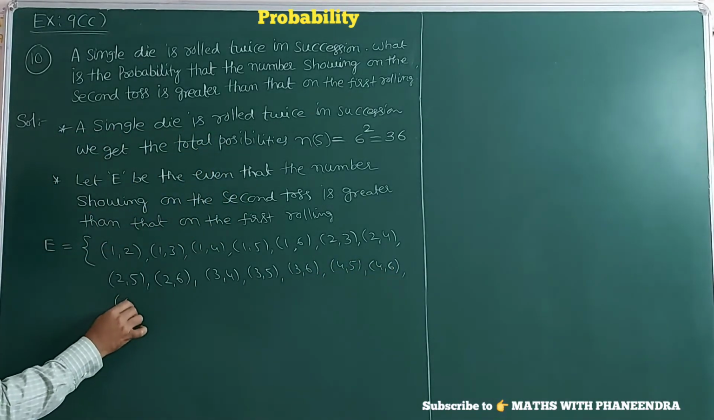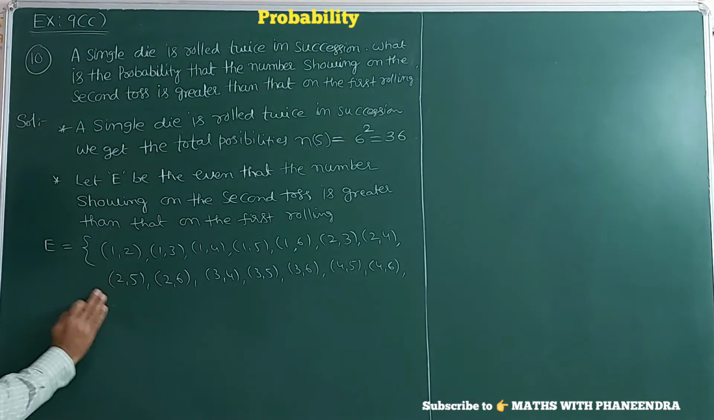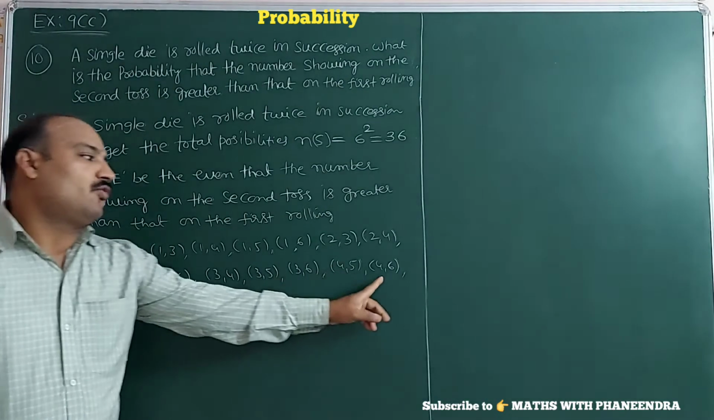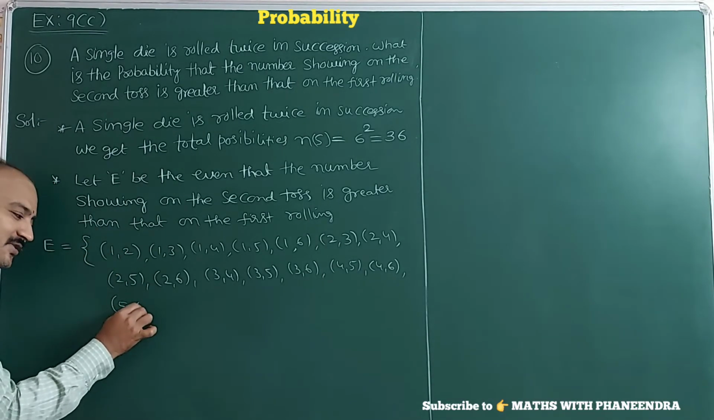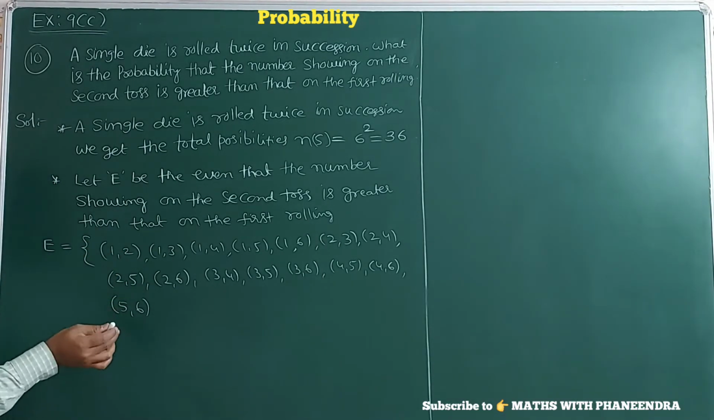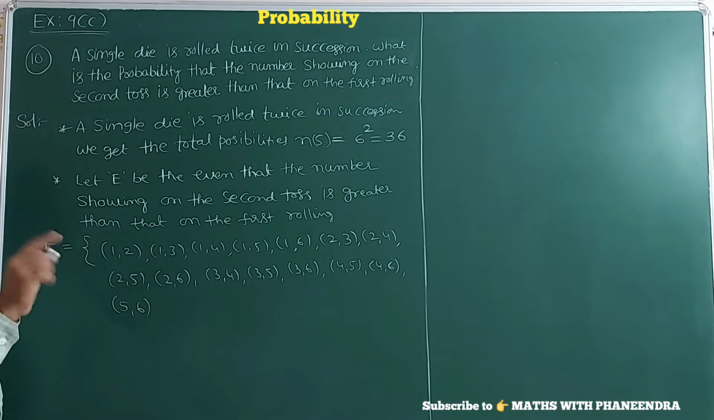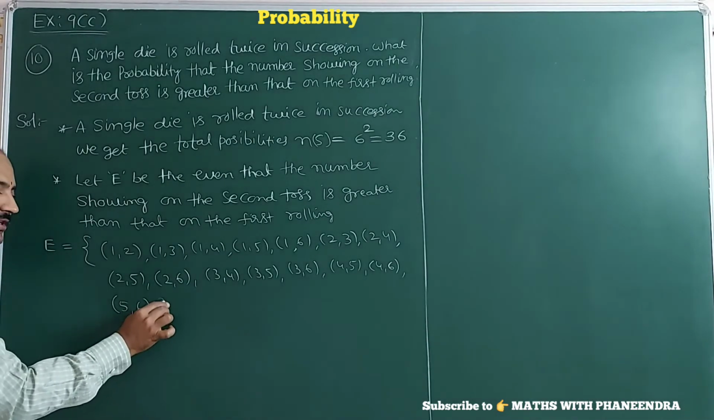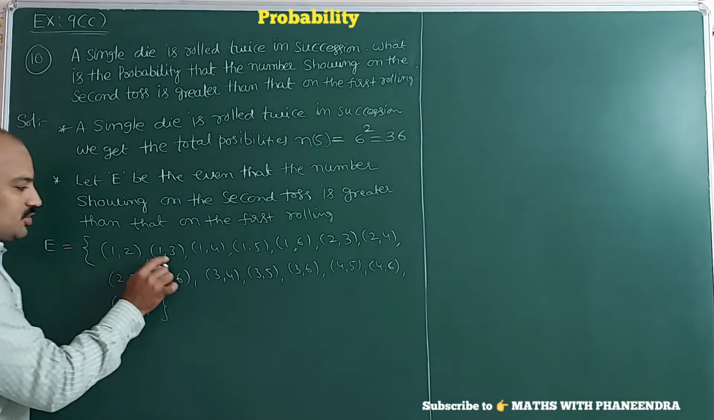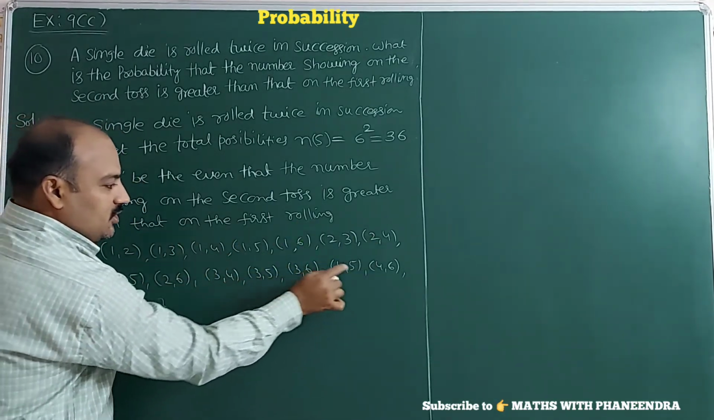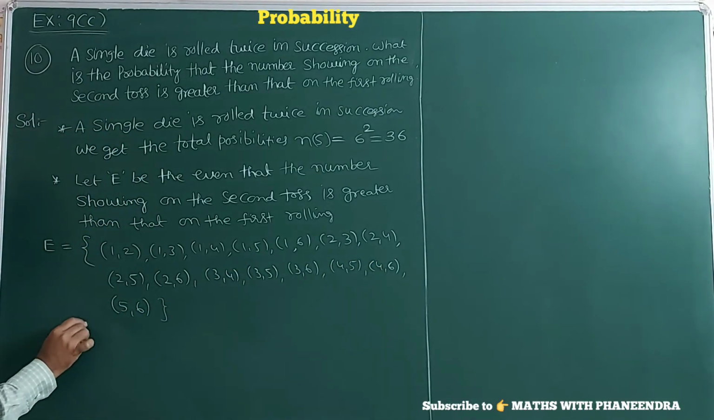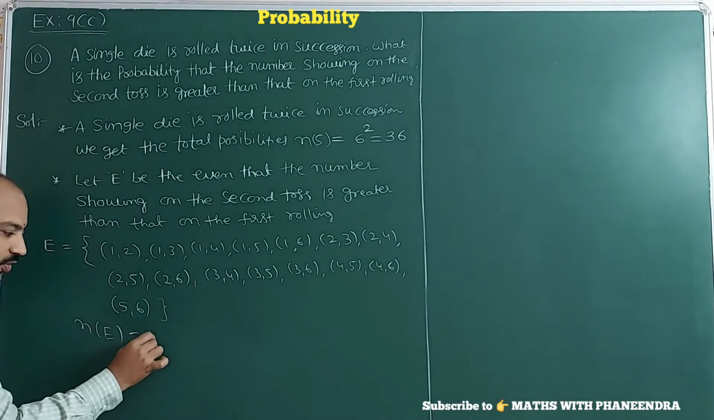Next 6 6 it won't come. Next 5 terms will come now. 5 comma 6 only possibility. 6 is greater than 5. There is no other possibility. Even 6 1, 6 2, there is no possibility in the 6. So 1 2 3 4 5 6 7 8 9 10 11 12 13 14 15. So n of E is equal to 15.